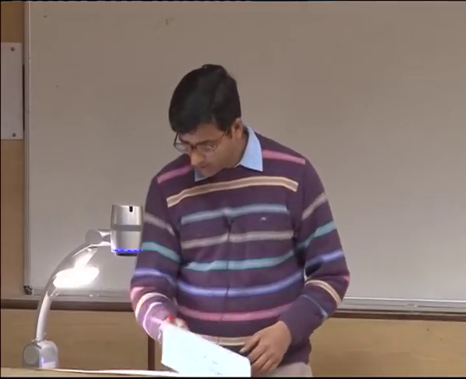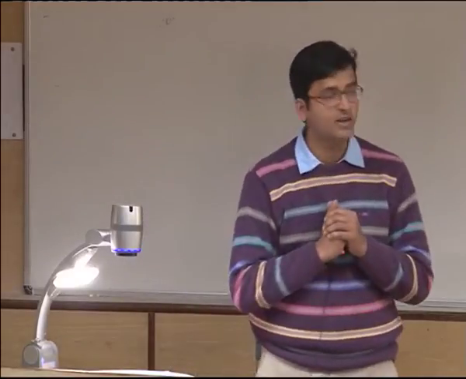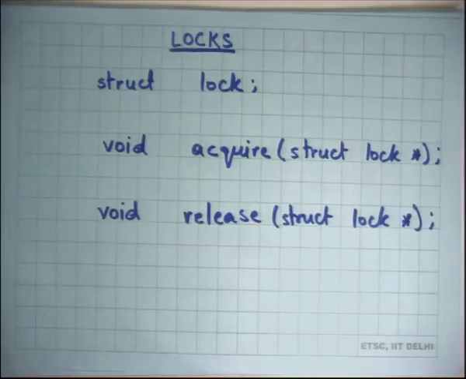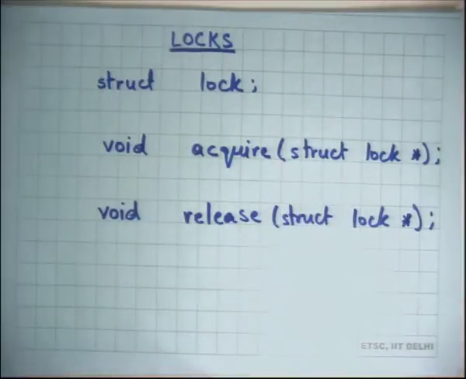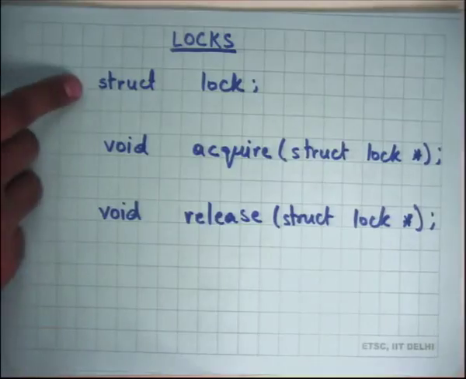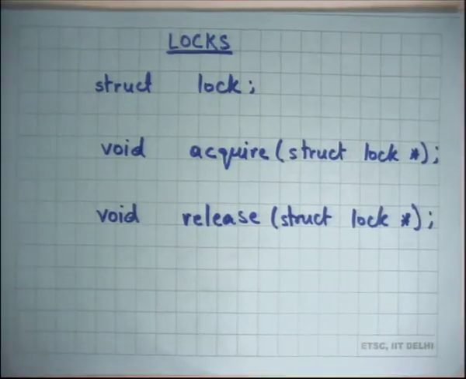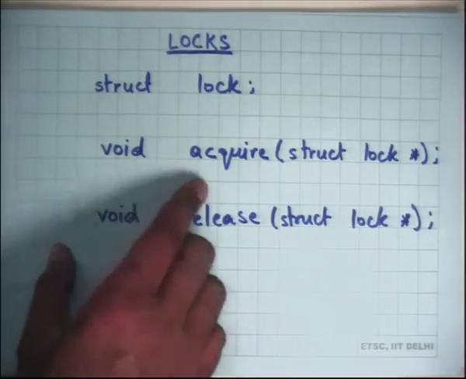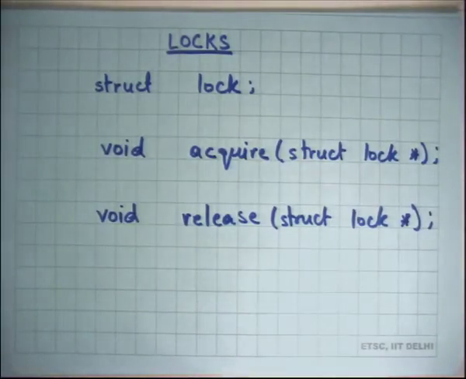Last time we were discussing locks, and just to revise, a lock is an abstraction. The abstraction has a type called struct lock. You can declare any variable of this type, and this type has two functions, acquire and release.